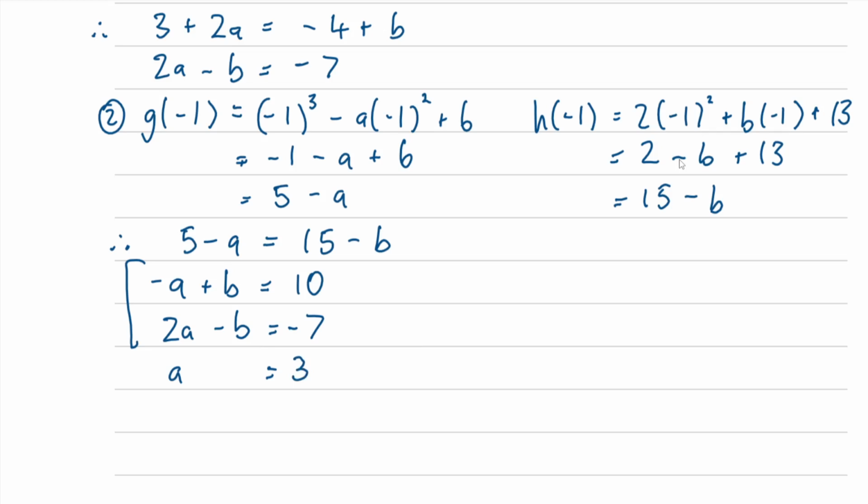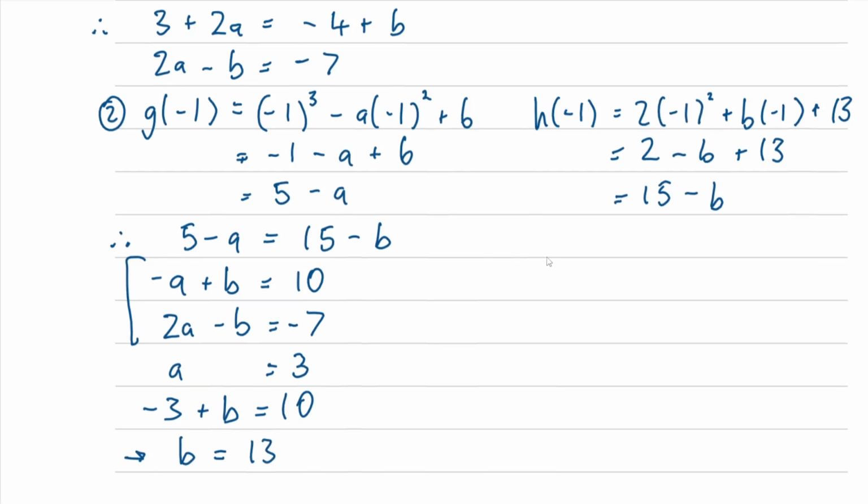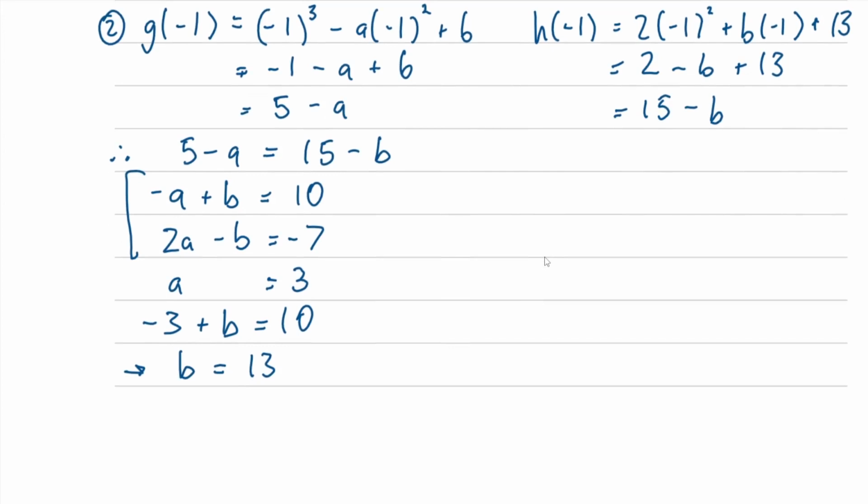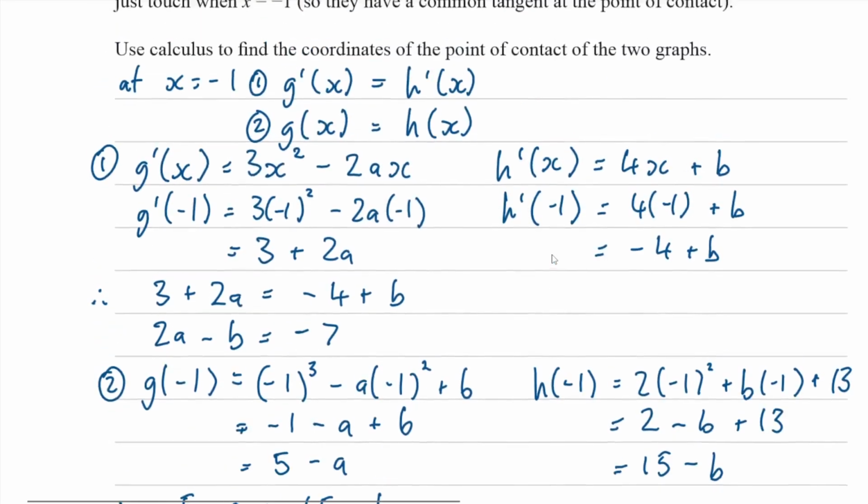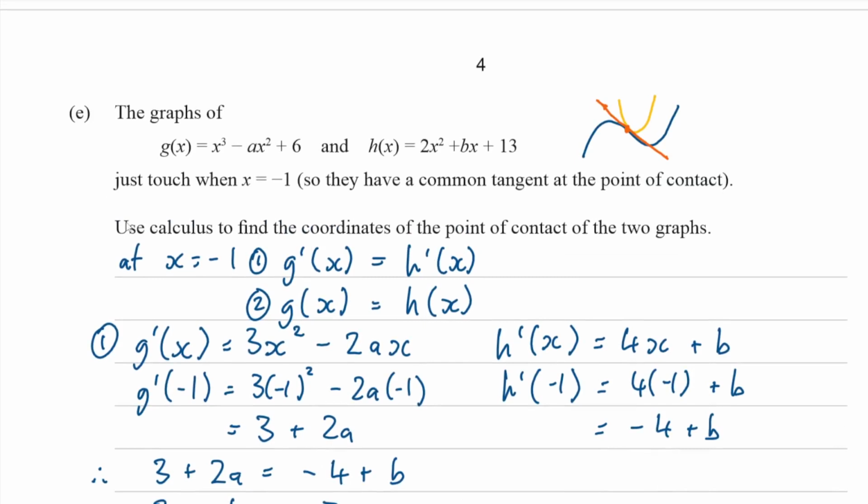Now to find b, we substitute into either equation and solve for b. So I'll just use the first one. So minus a, minus 3, plus b equals 10, which means b would equal 13, adding 3 to both sides. Alright, so we found a and b. Now, is that what the question asked us? No. It asked us to find the point of intersection.